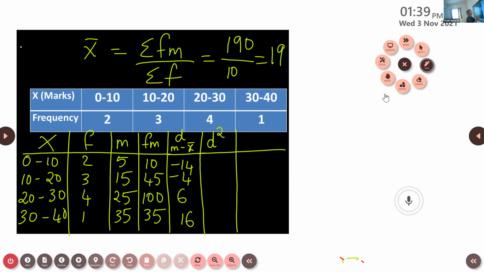Who can say the formula once more? What's the formula to find this? Sigma is equal to, what's the formula? Root of sigma FD square by n. Okay, so now we are going to find D square. So find D square, everyone.